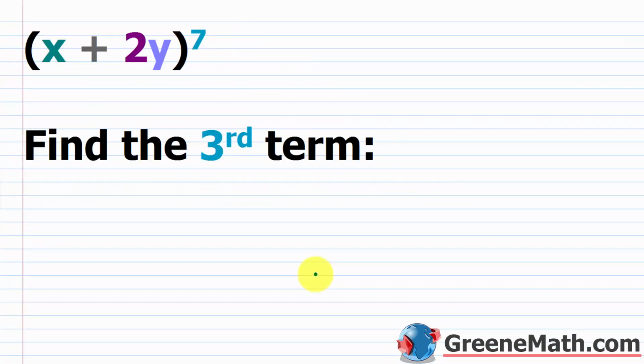All right, so let's wrap up the lesson and talk about how to find a specific term. Some books will call this finding the kth term of a binomial expansion. So let me just read this problem and I'll give you a simple little formula that you can use.